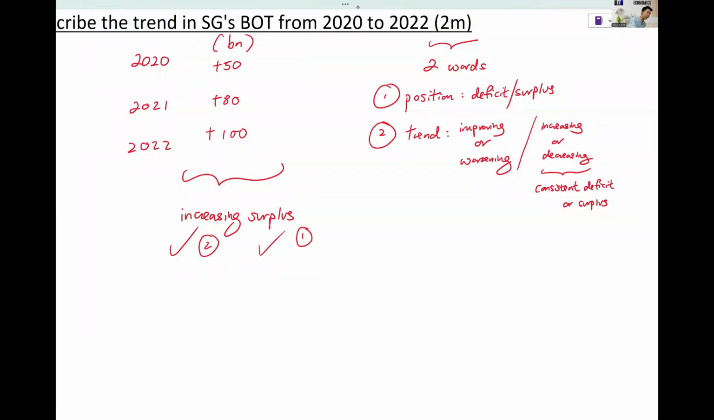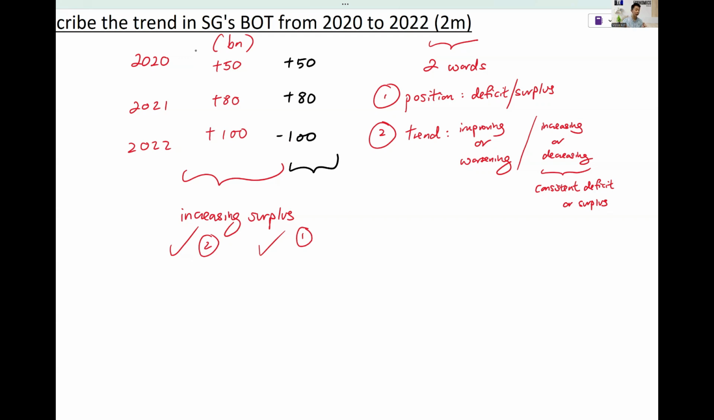Then let me show you another set of numbers. Okay, what if it's plus 50, plus 80, minus 100? And then how do you get your 2 marks? It has to go beyond two words. Okay. So in terms of position, it has gone from a surplus to a deficit, correct? I can't say increasing. What do you mean increasing? Is it more positive, more negative? The moment you switch the sign, positive to negative, the word increasing, decreasing does not make sense anymore.